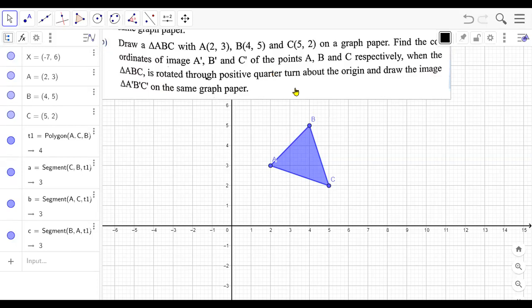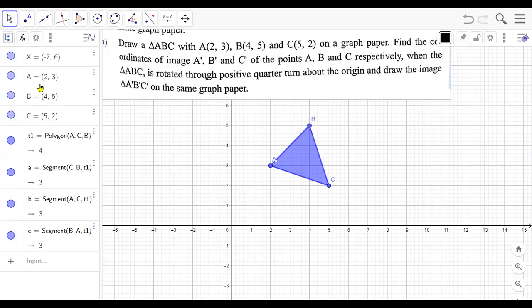Sir, directly, (x, y) on rotation becomes (-y, x). Very good, Mr. Yozan is telling absolutely right. Minus y comma x. Okay, let me just show you one.